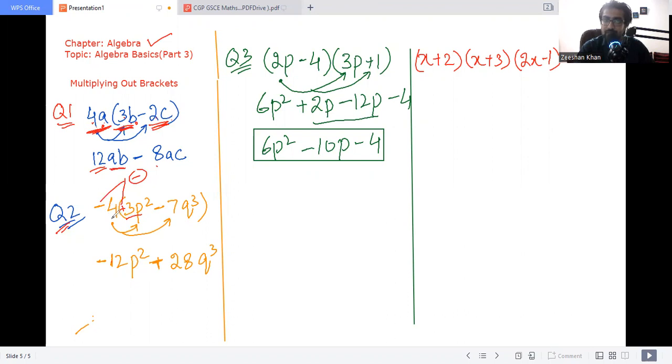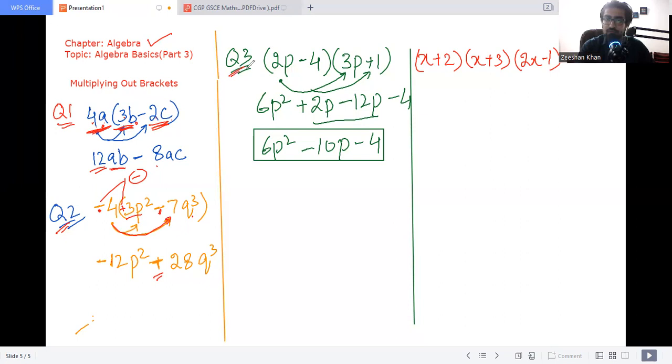Now we will multiply this negative 4 with this another term, which is negative 7q cube. So 4 times 7 is 28, and we will write q cube with it. But negative times negative will become plus. So this is one of the important points. While multiplying a negative number with the terms inside the bracket, it will actually change the signs inside the bracket. So this is a new point.